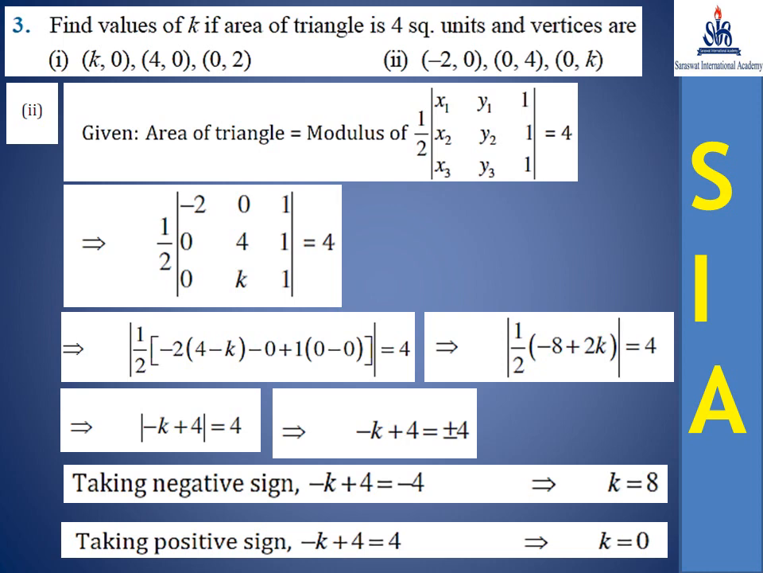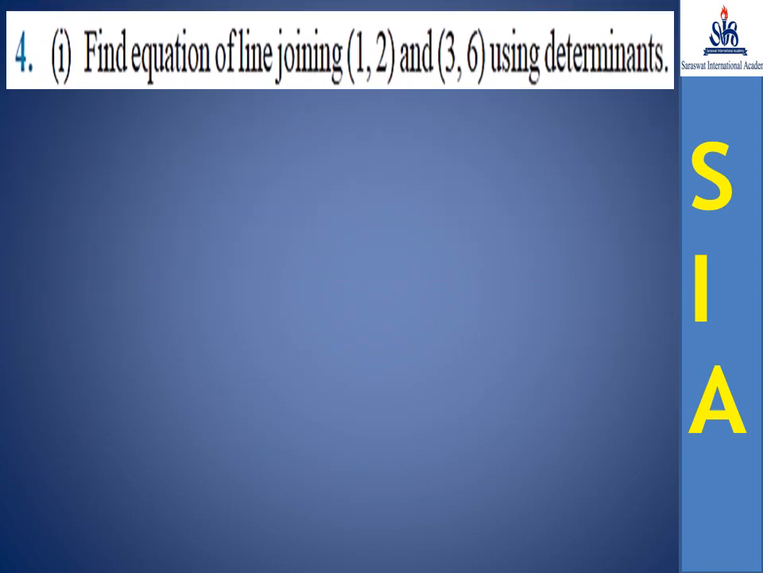Students, these two questions are individually 2 marks questions. It means the third question's first part is 2 marks and the third question's second part is also 2 marks. Next, move on. Question number 4: find the equation of the line joining (1, 2) and (3, 6) using determinant. Students, here it asks for a line. So generally you know a line has total 2 points, (1, 2) and (3, 6).